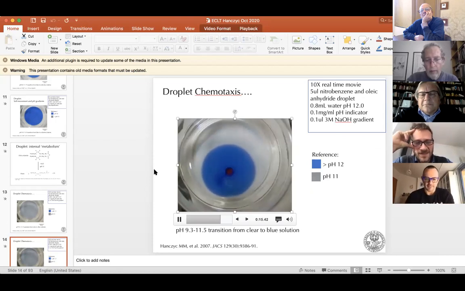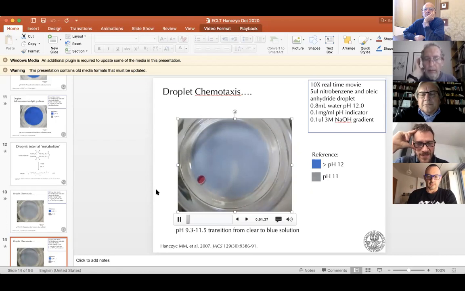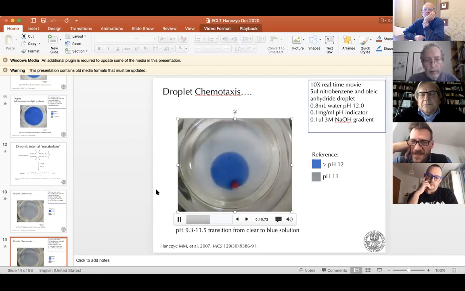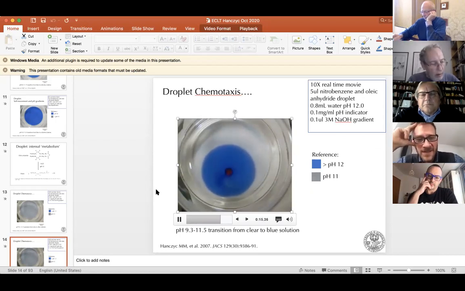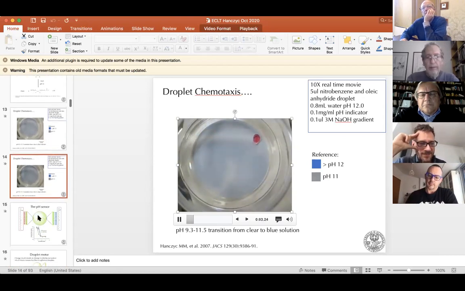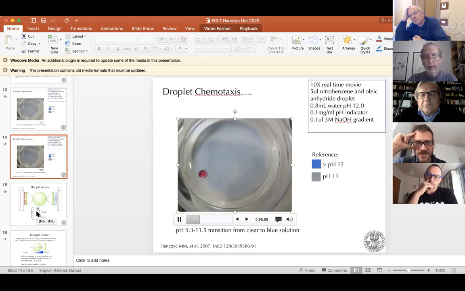So the system seems to move around kind of independently. I don't know if I would call it autonomously, but say independently. And then when it encounters the gradient that I've created, it kind of hesitates, right? It stops for a bit and then actually climbs to the highest point of that gradient. So it actually becomes a chemotactic system. Chemotaxis meaning directed movement in a chemical gradient. This is what's happening here. So not only do we have a self-moving droplet, we have something that seems to sense its environment, and we're able to control some of the movement of that.